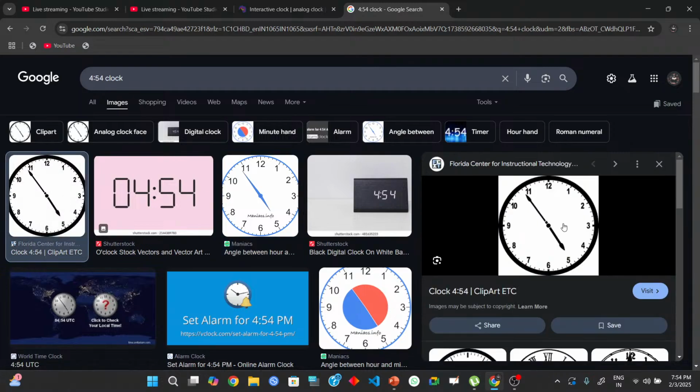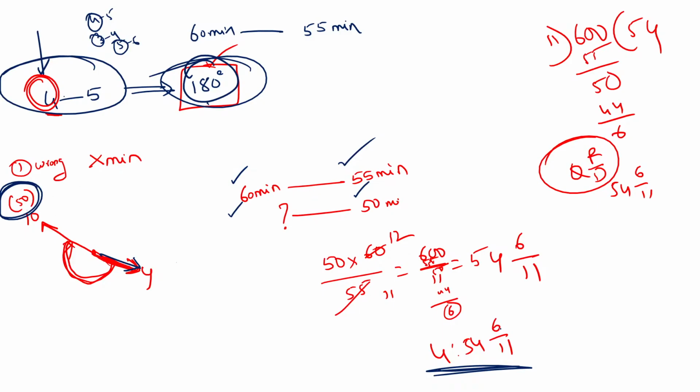Why is there a slight difference? Because we are actually ignoring that fractional part, like 6 by 11. Because of that you will get 1 or 2 degrees difference, not more than that. I will show you one more example so you will get a better idea.